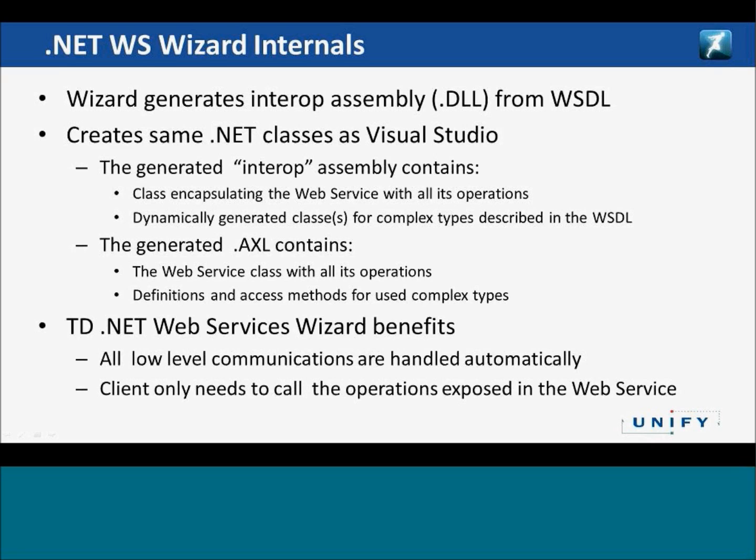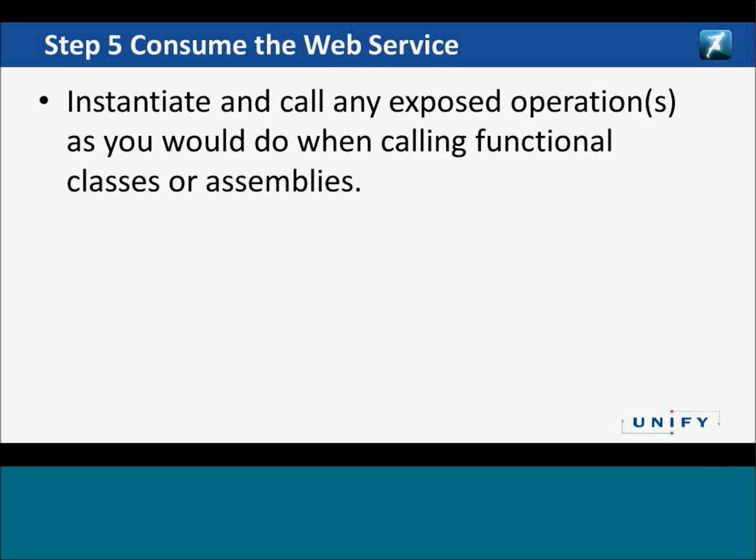So the client only needs to call the operations exposed in the web service, which is really nice and easy and is a kind of 4GL approach to consume web services. So with step 5 then, consume the web service, instantiate and call any exposed operations. So basically you create a variable of that class, and then you can call variable.operation, and you are ready to call the web service.